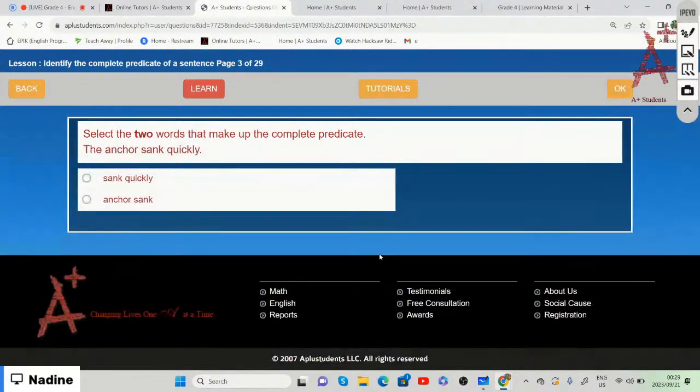The anchor sank quickly. We need to select the two words that make up the complete predicate. And our subject over here is the anchor. So what about the anchor? Is it sank quickly or the anchor sank? Which one is the predicate? Is it sank quickly or anchor sank?